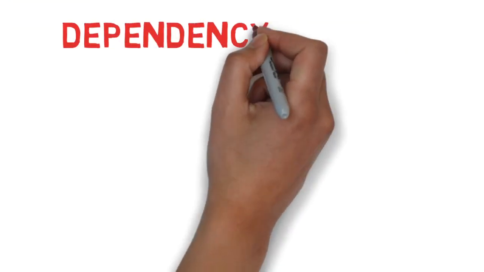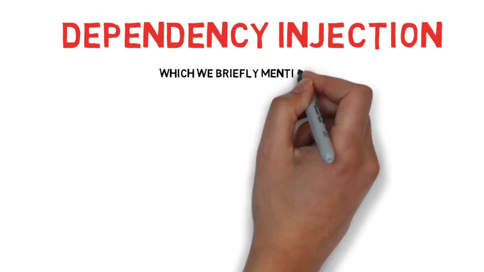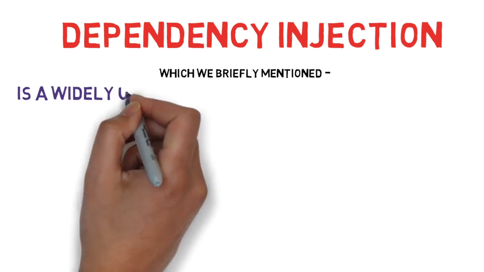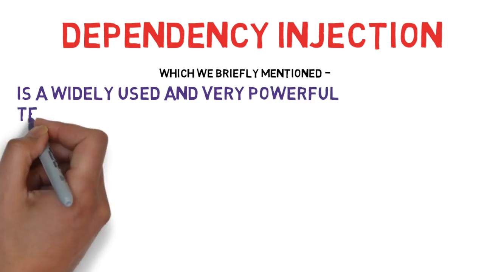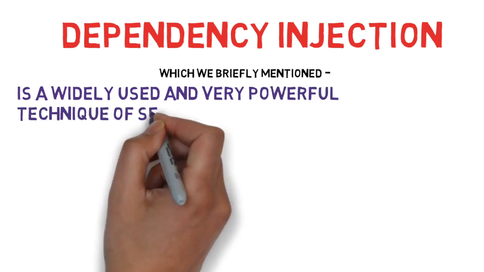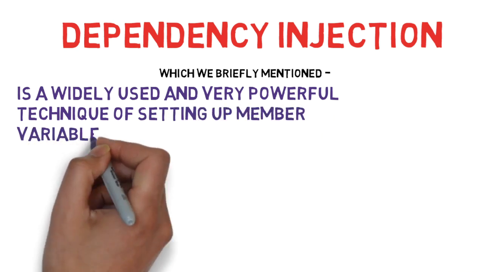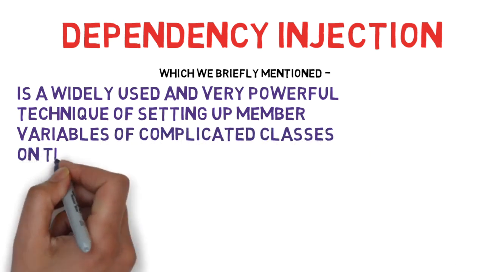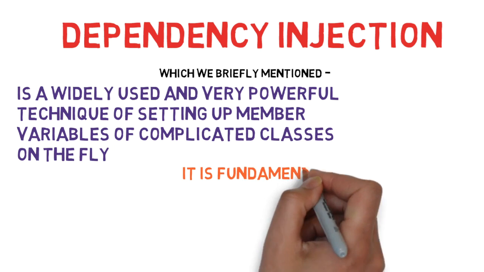Earlier in this class, we briefly mentioned the concept of dependency injection. This is a widely used and very powerful technique by which we can set up member variables of a class on the fly. Now, what's the advantage? If your class happens to be very complicated, which has a whole bunch of dependencies, we don't want to create a massive number of constructors and instantiate these member variables by using constructors. Instead, we'd rather have them injected into the class on the fly. This really simplifies the process of object creation.